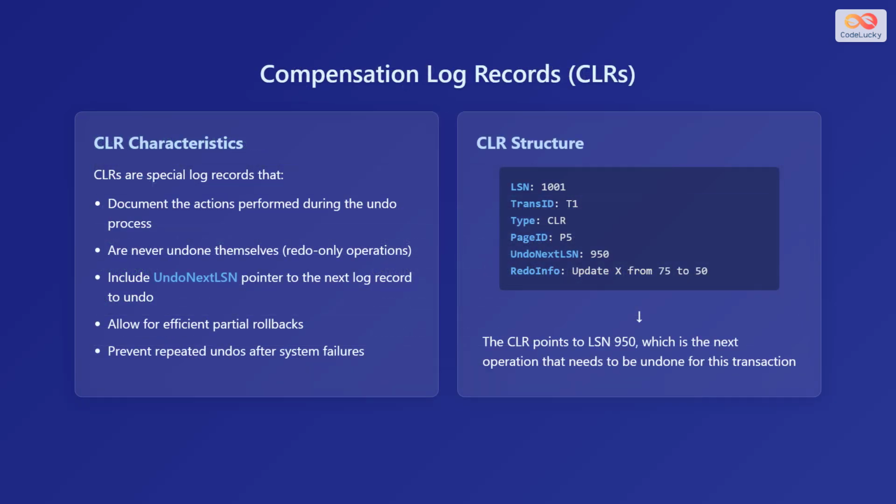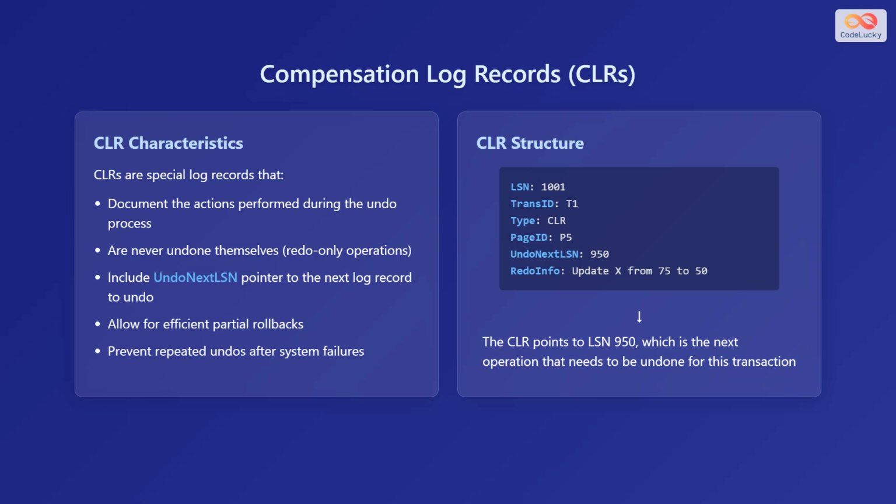Let's understand compensation log records, or CLRs, in detail. CLRs have some special characteristics. They document the actions performed during the undo process. They are never undone themselves, they are redo-only operations. They include an undo next LSN pointer to the next log record that needs to be undone. They allow for efficient partial rollbacks. And they prevent repeated undos after system failures.